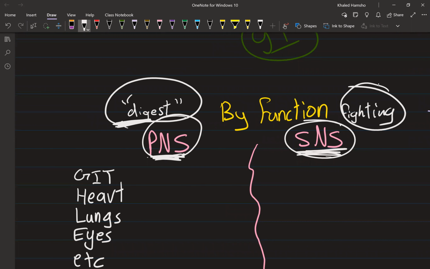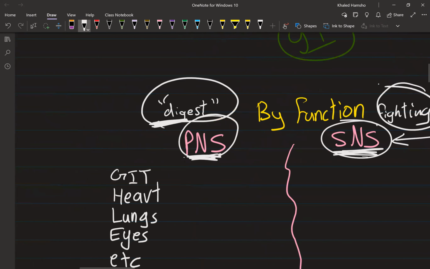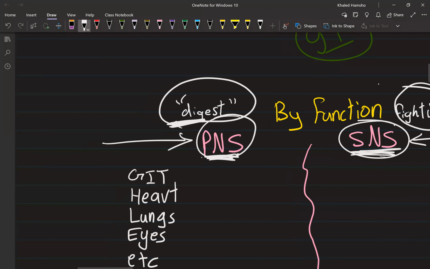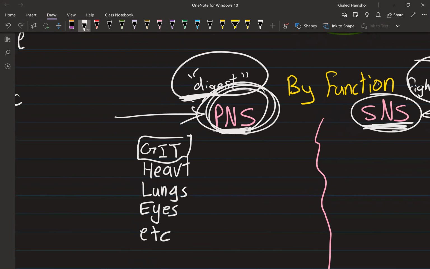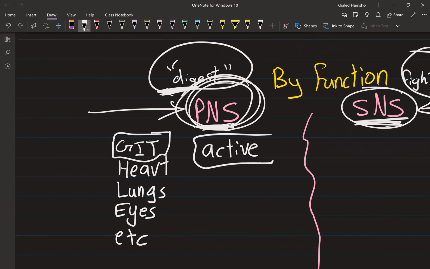Think about it. When you're stressed out and you want to do something very quickly, you activate your sympathetic nervous system. And when you are very relaxed and not worried about anything, and you've just finished a very big meal, you enter a food coma, your parasympathetic nervous system takes over. Now in the GIT, if the parasympathetic nervous system was active, we know that the GIT will be active. This is because we're trying to digest things. We're relaxed, we just ate a meal and we're trying to digest it. Therefore, the parasympathetic nervous system will work here.